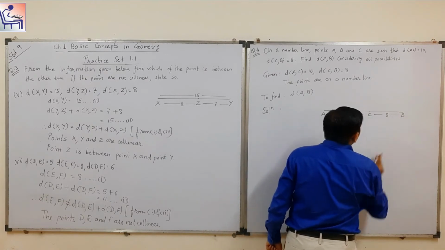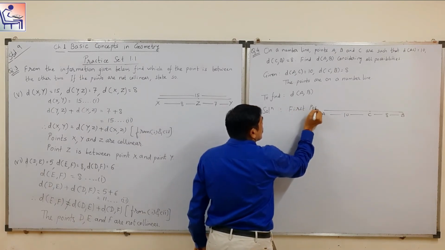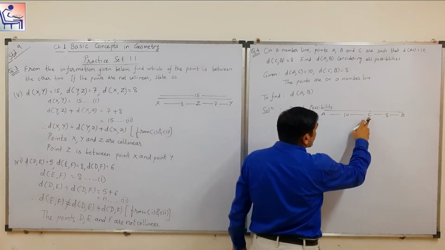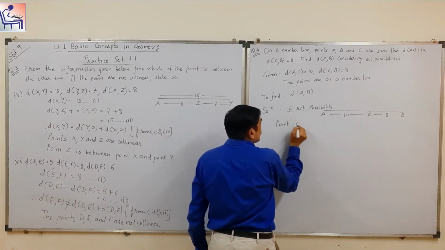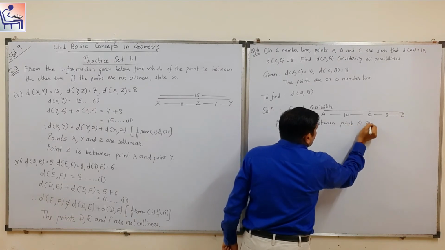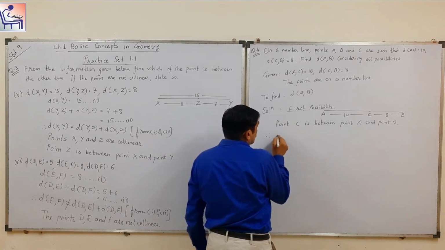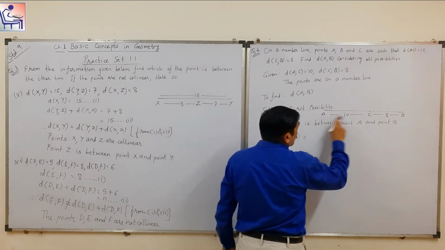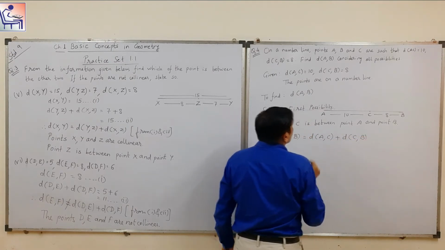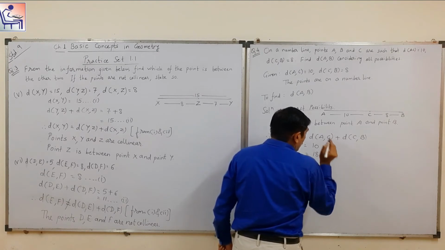Here we got it. So the first possibility here, we consider that point C is between point A and point B. Therefore, distance AB is equal to distance AC plus distance CB. Here 10 plus 8 is equal to 18 units.